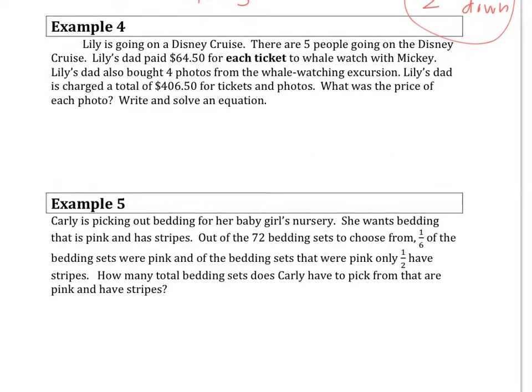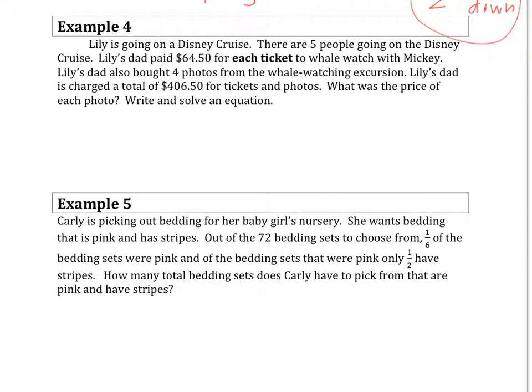Example 4, Lily is going on a Disney cruise. There are 5 people going on the Disney cruise. Lily's dad pays $64.50 for each ticket to whale watch with Mickey. Lily's dad also bought 4 photos from the whale watching excursion. Lily's dad is charged a total of $406.50 for the tickets and the photos. What is the price of each photo? Write and solve an equation.